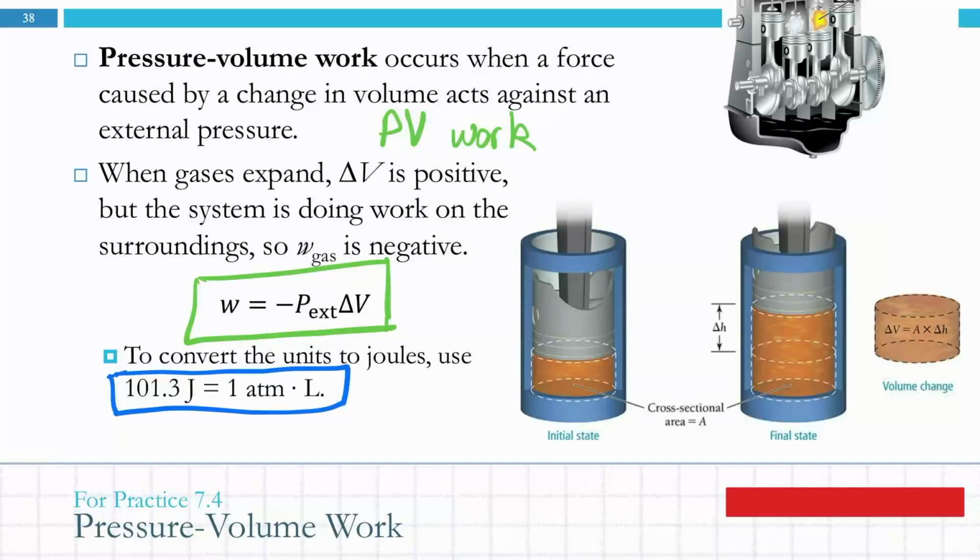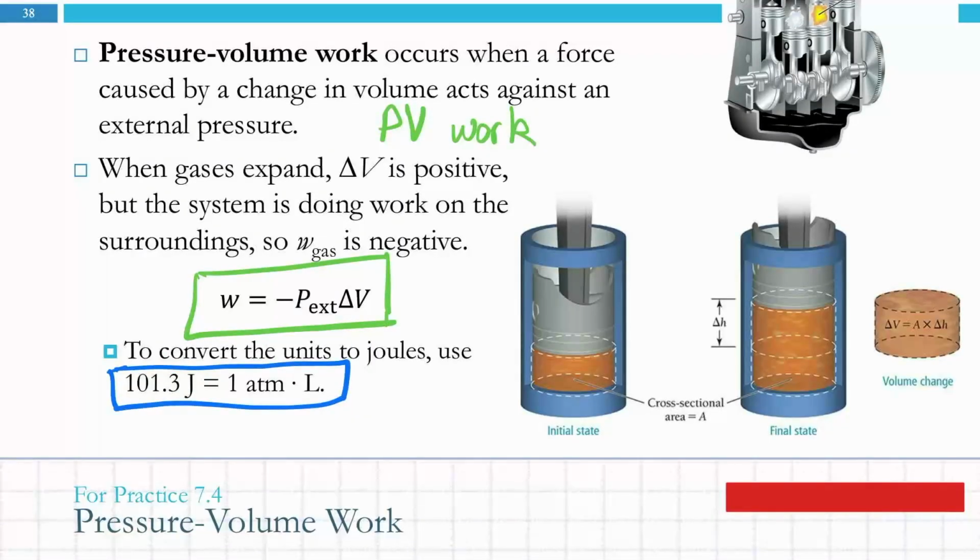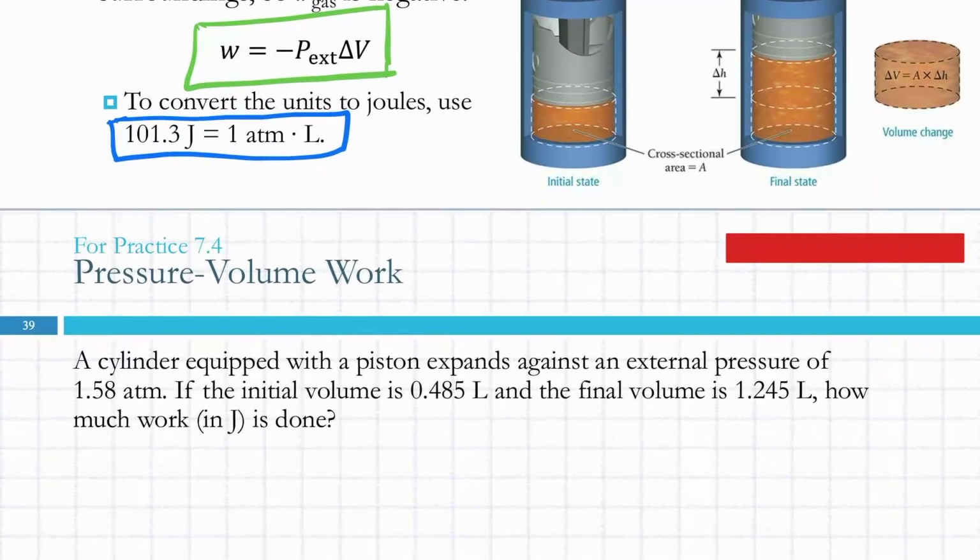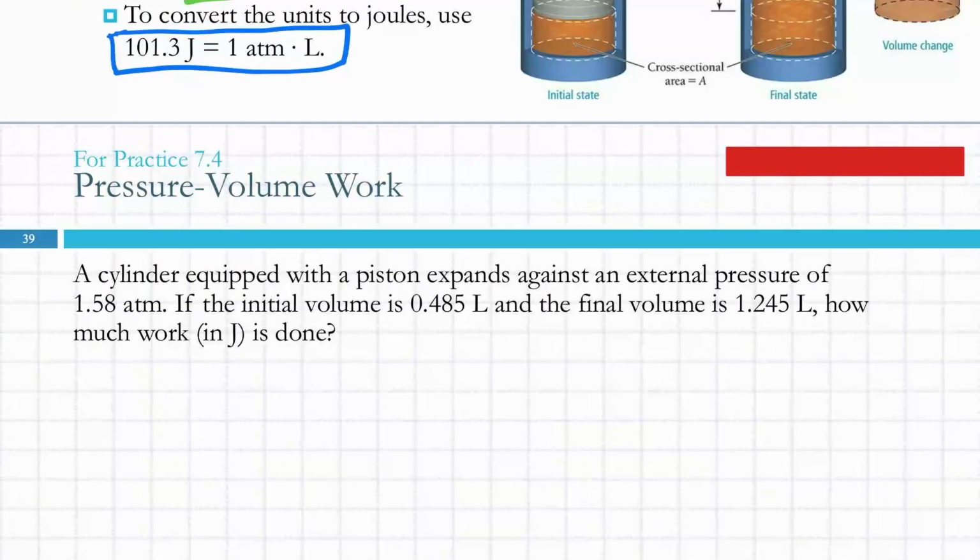You'll definitely have to use it on exam 3 when I give you a pressure volume work question. These problems are relatively simple as long as you have this W equals negative PΔV, which I usually give on exams. Let's look at an example problem with this.